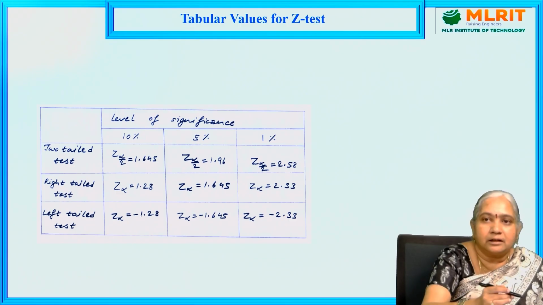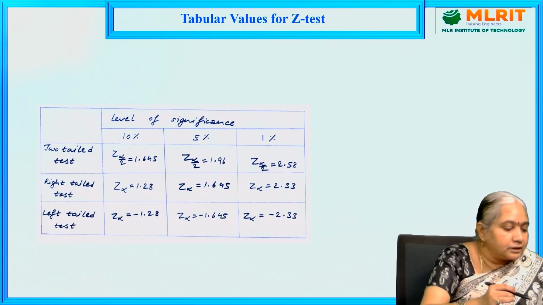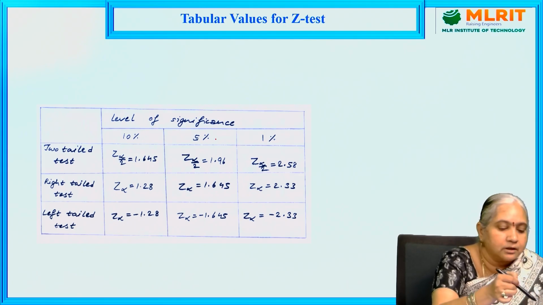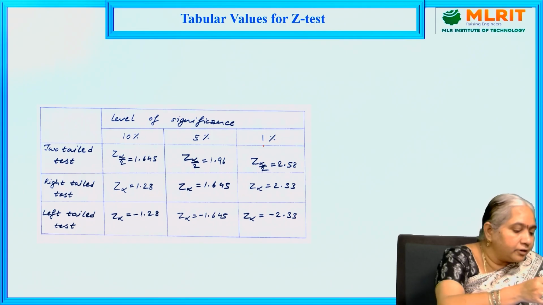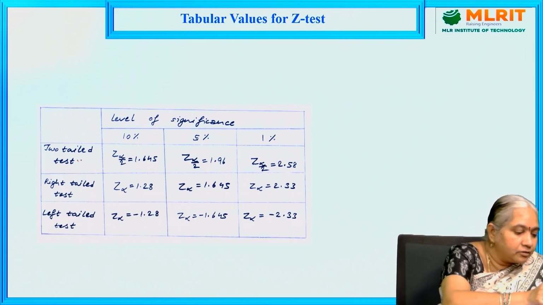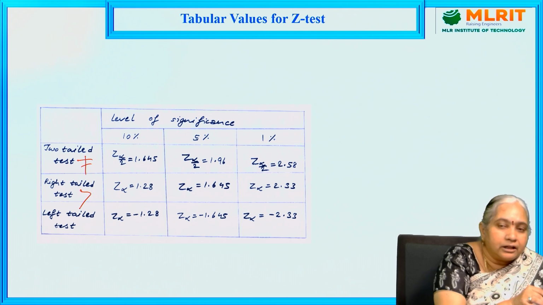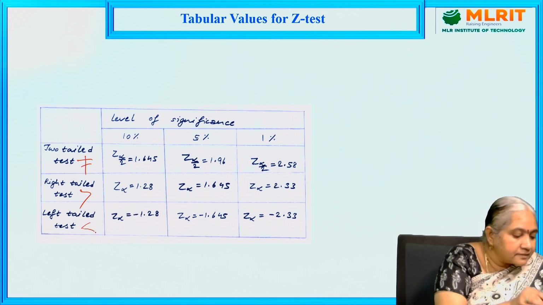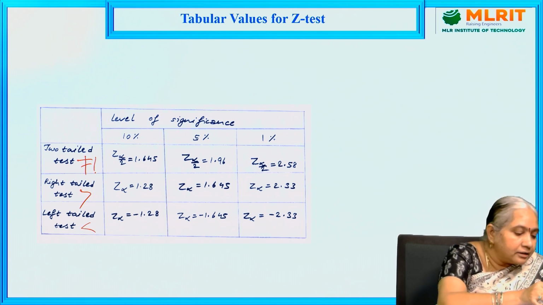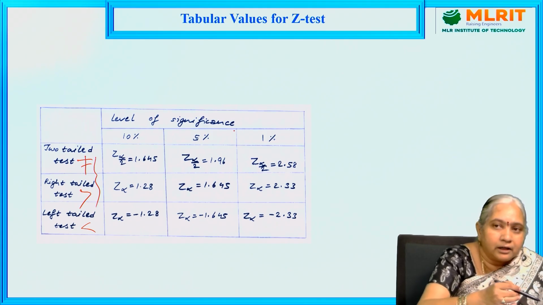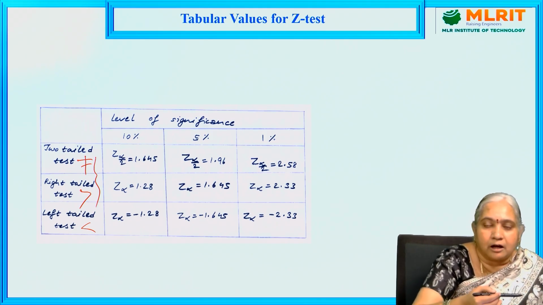So these are the tabular values of Z according to the level of significance, if the level of significance is 10% or 5% or 1%. If it is two-tailed, that is not equal. If it is right-tailed, greater than. And if it is left-tailed, less than. Depending on this type of test and the level of significance, we take the tabular value of Z.